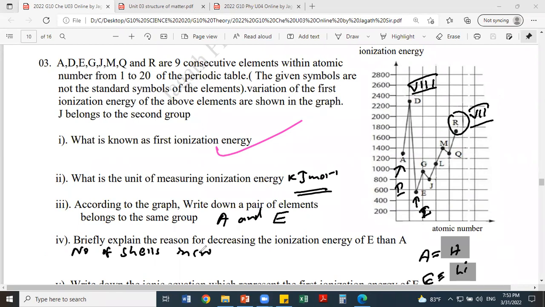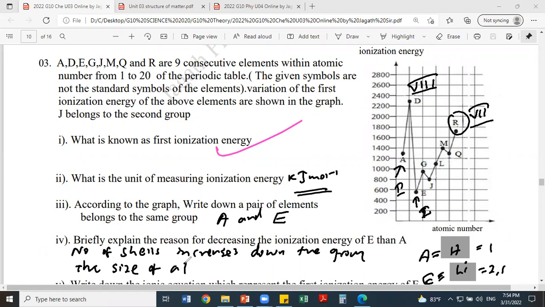The number of shells increases down the group. Or from A, A has configuration 1, lithium 2,1. So the lithium atom is larger. So the number of shells increases down the group, then the size of the atom increases.